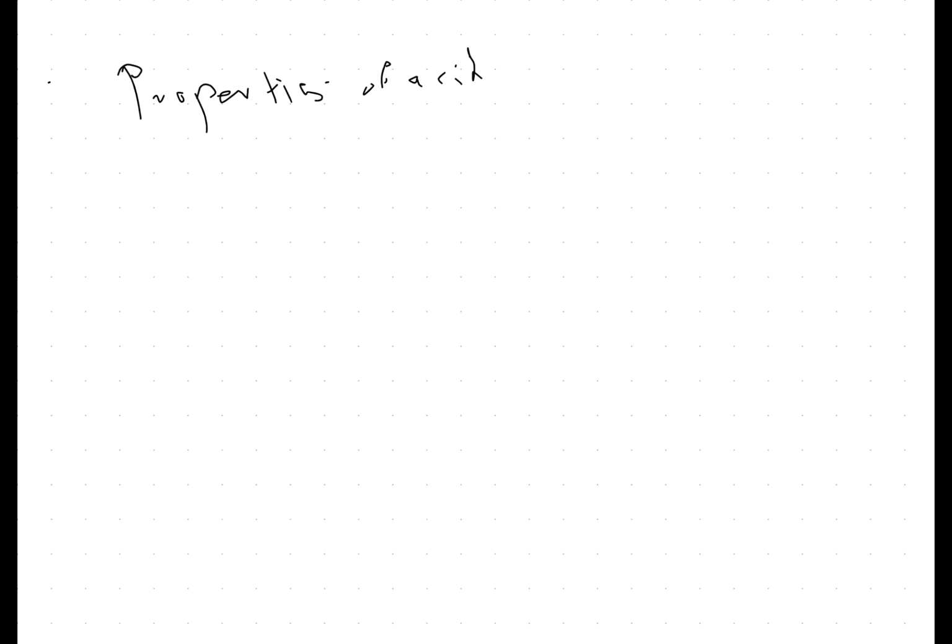So how to test acid and base? We test it by a pH meter. This one, pH meter.